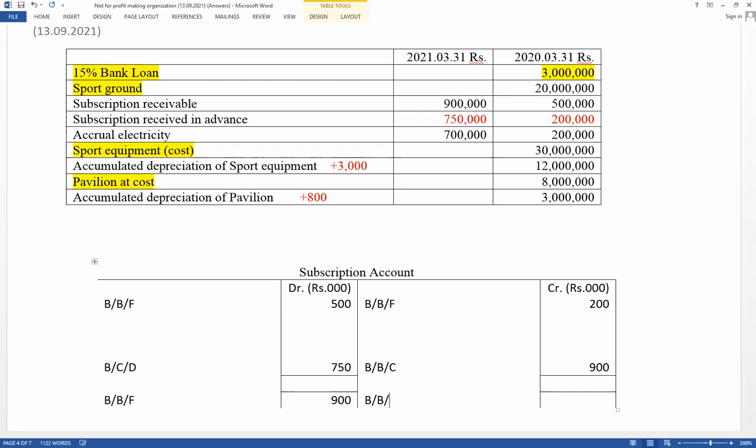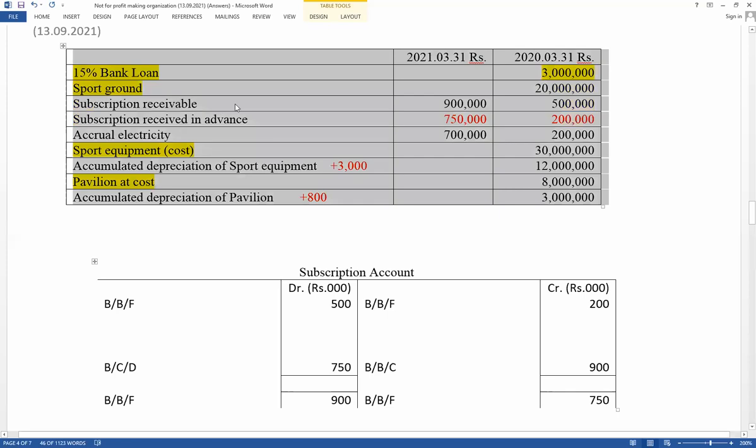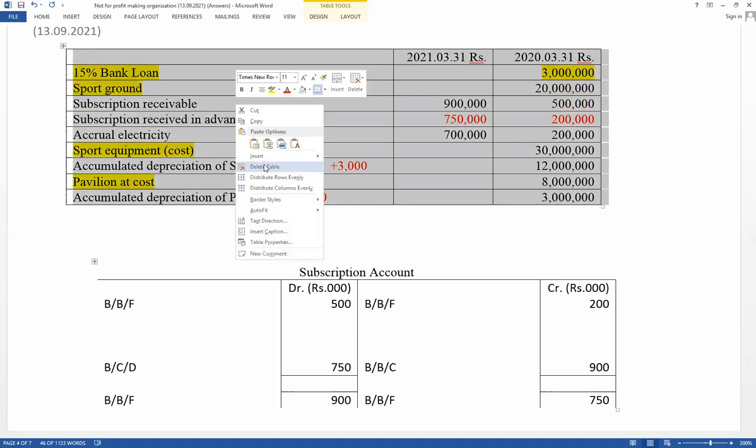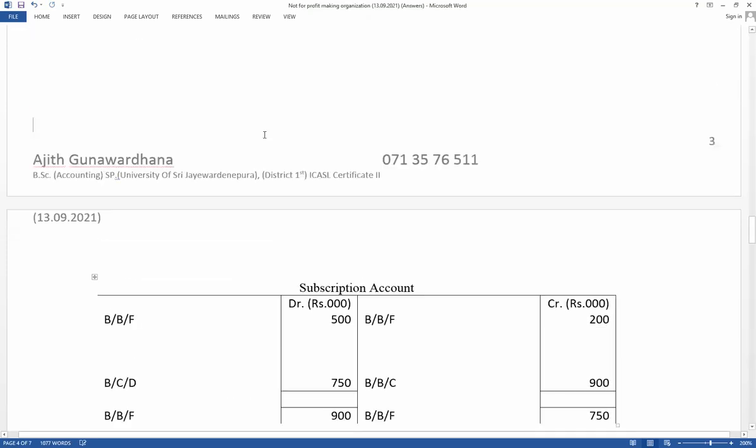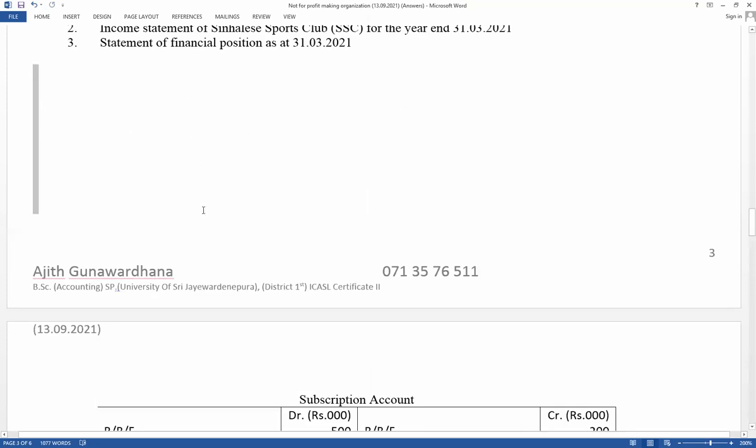First one, record the opening and closing balance. From the beginning, I have discussed the subscription part. It has given opening and closing balances for subscription received in advance, as well as subscription receivable. Right now, opening and closing balances okay. Now think about it has given the subscription received in cash during the accounting period.